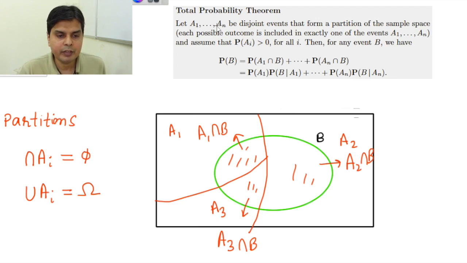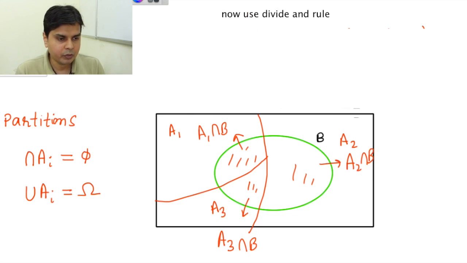So when you have A1 to An as a partition and assume that P(Ai) is greater than 0, then only can I talk about this partition. Then for any event B, we have the probability of B is equal to this A1 intersection B plus this thing. So the probability of A1 intersection B is the probability of A1 times the probability of B given A1, and similarly for A1 to An. This total probability theorem I proved in the last slide. So now let's see one question based upon this.